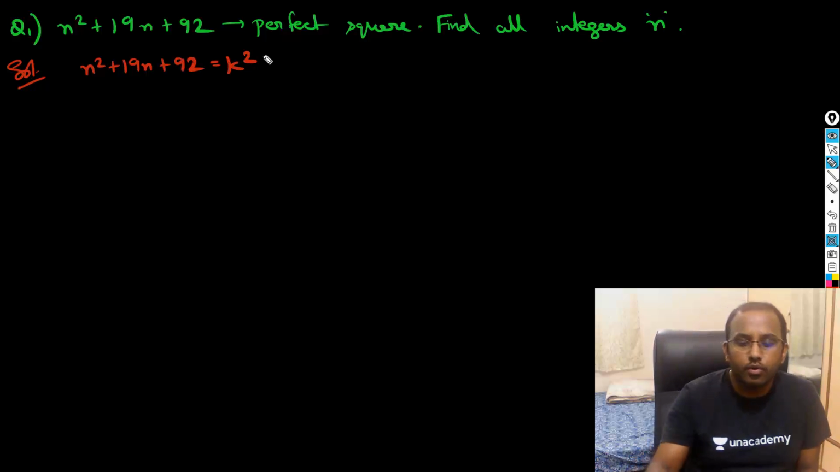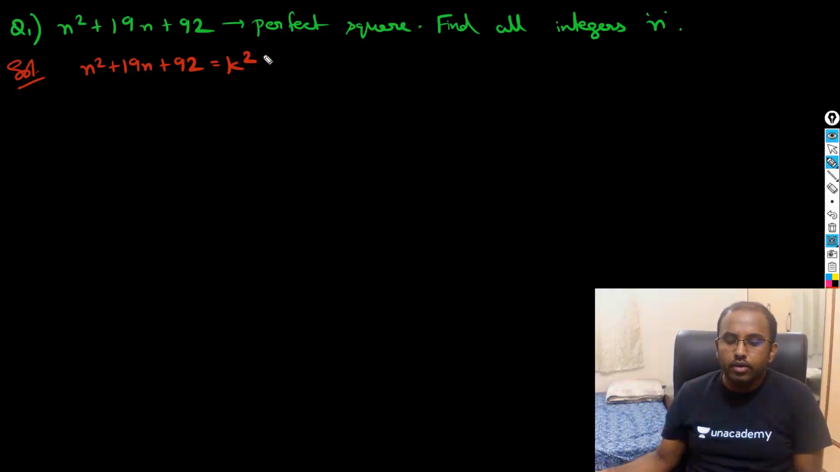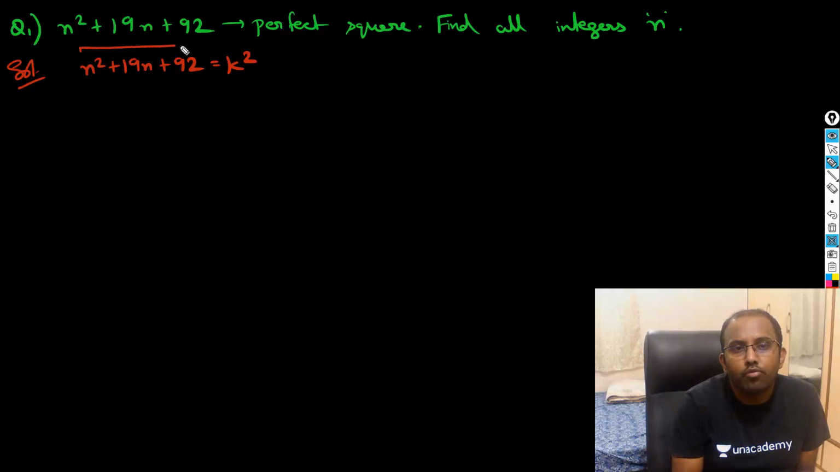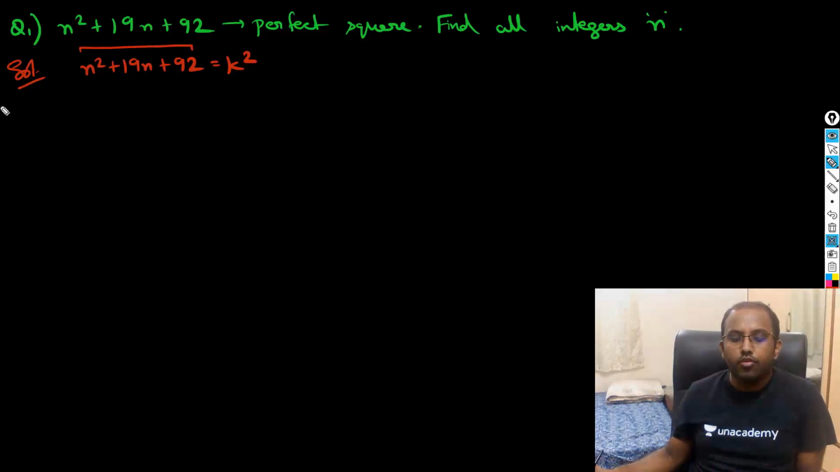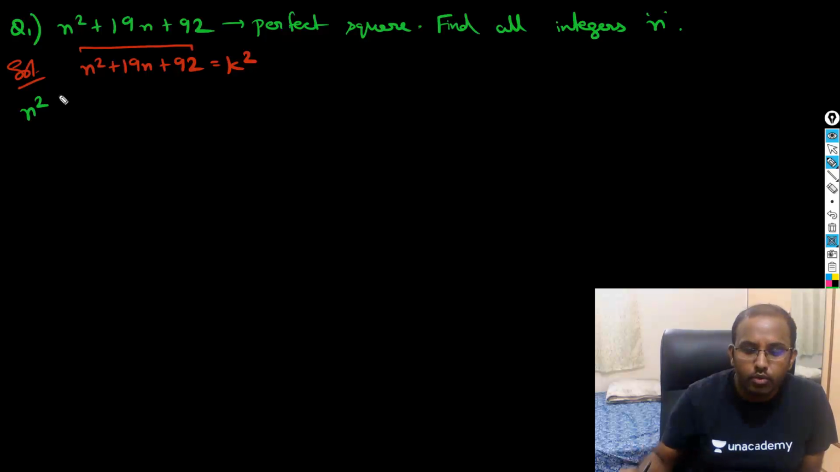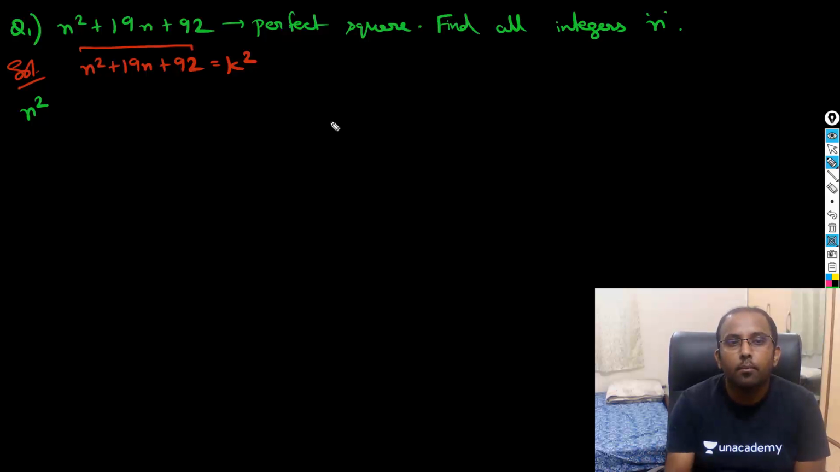Once it is equal to k square, you want to convert it to some perfect square, so you have to bring this to the form of a perfect square. So how do you bring this in the form of a perfect square? See, it's basically a square plus 2ab plus b square form. So n is equal to a, and in place of n square you can write a square.